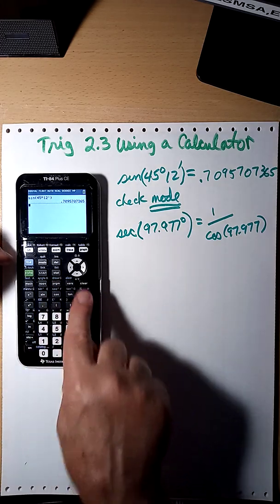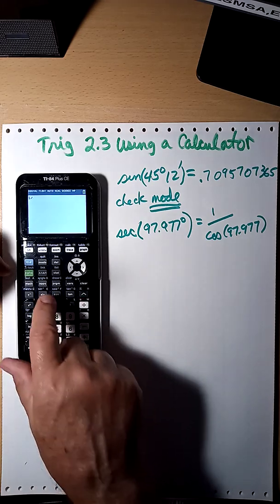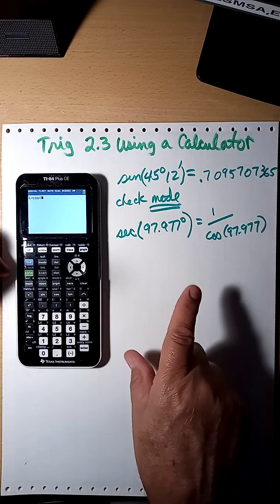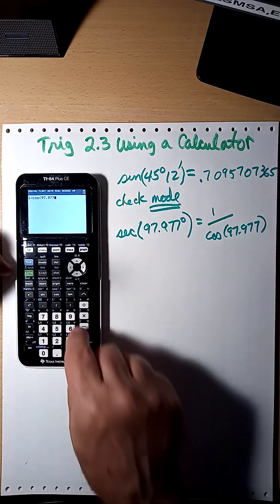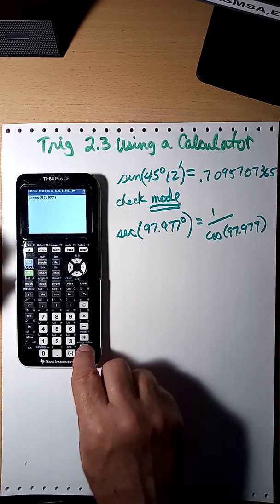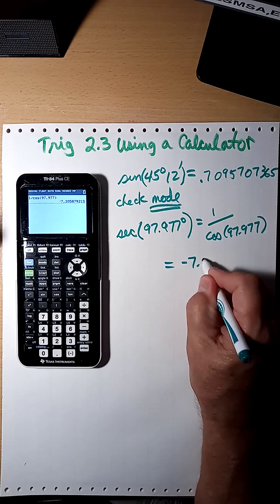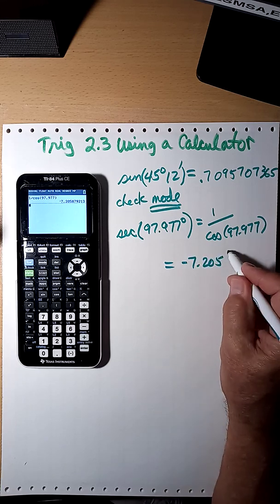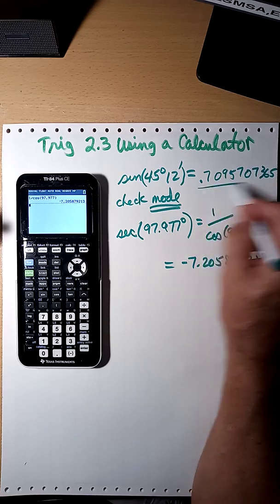You can clear out the screen, start with the first screen. 1 divided by cosine, it puts the parenthesis in, 97.977. Like I said, you can leave that degree off there if all you've got are decimal degrees. When you press enter, this gives you a negative 7.205879213. Okay.